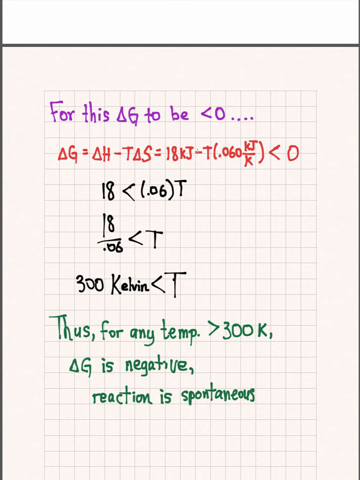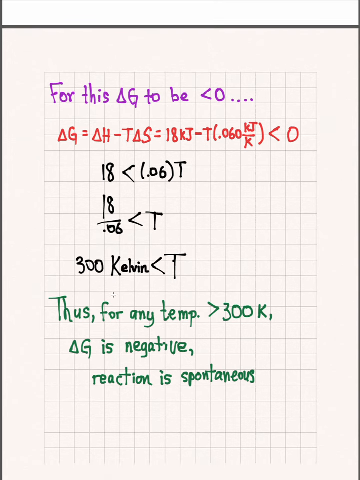I shifted the minus T delta S term by adding it to both sides to this side. Therefore, 18 kilojoules is greater than 0.06 kilojoules per Kelvin times the Kelvin temperature, and the Kelvin temperature solves to be 300-ish.